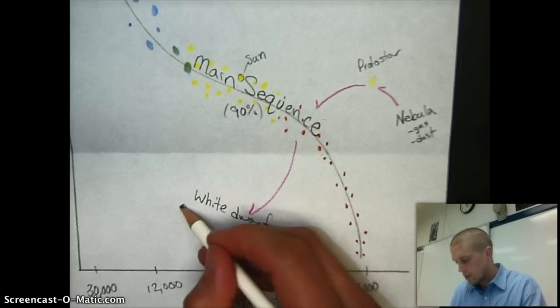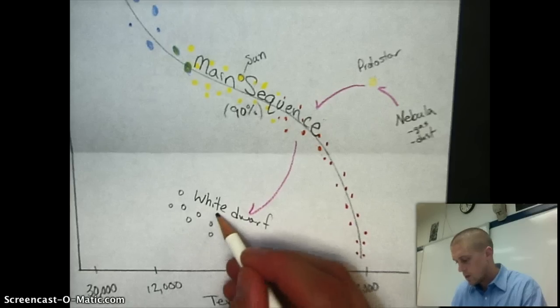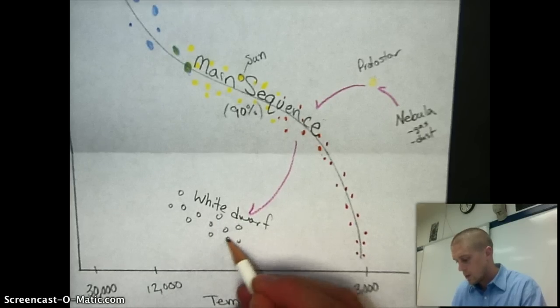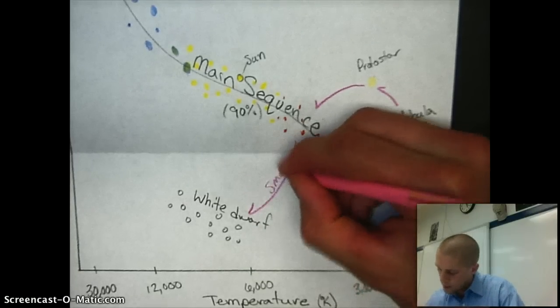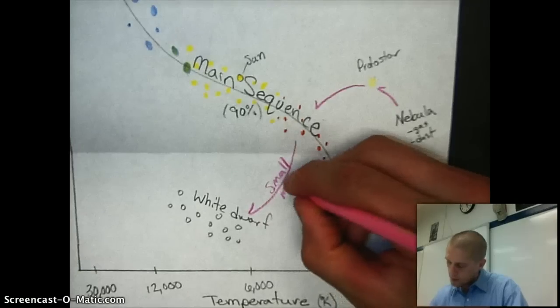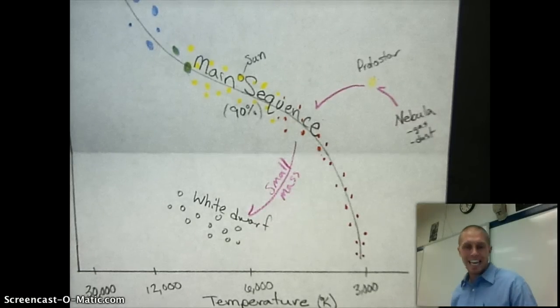Alright, so here are my circles for white dwarf. Alright, so it's a small mass star. That's things that are smaller than the sun. Smaller than the sun is a medium mass star.